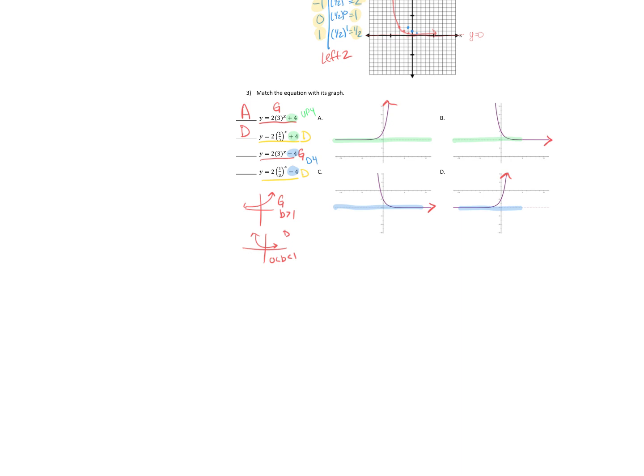Oh, sorry, I just realized, sorry about that. This should be growth is D. Yeah, so this is growth, this is growth. And this is up 4, and this is down 4. All right, sorry. And then decay, this one is decay and up 4, so that represents this equation. And this is decay and down 4, so this represents this equation.